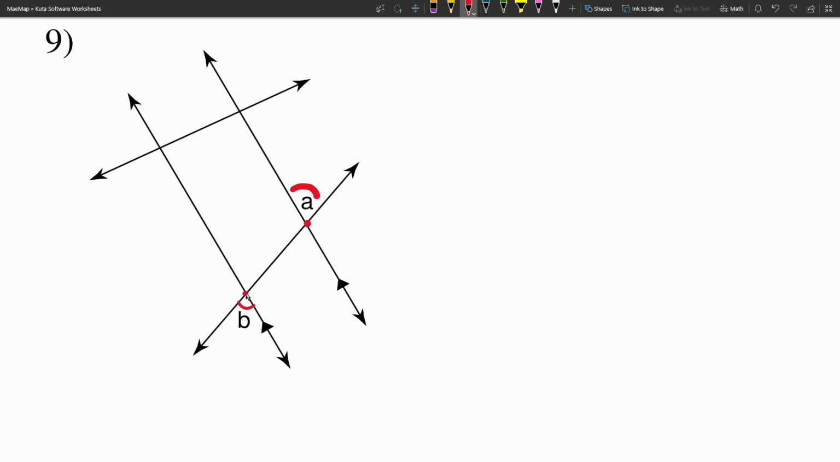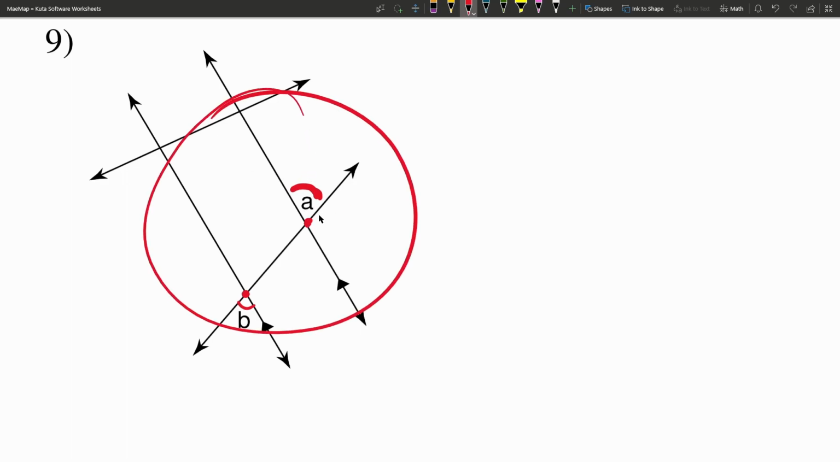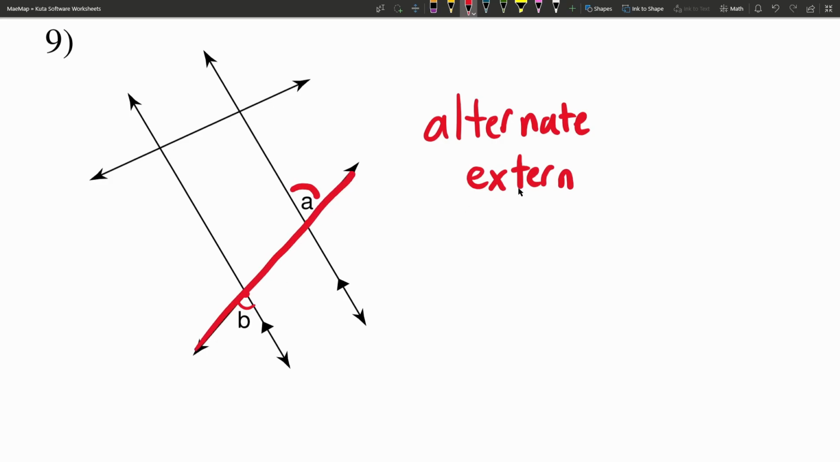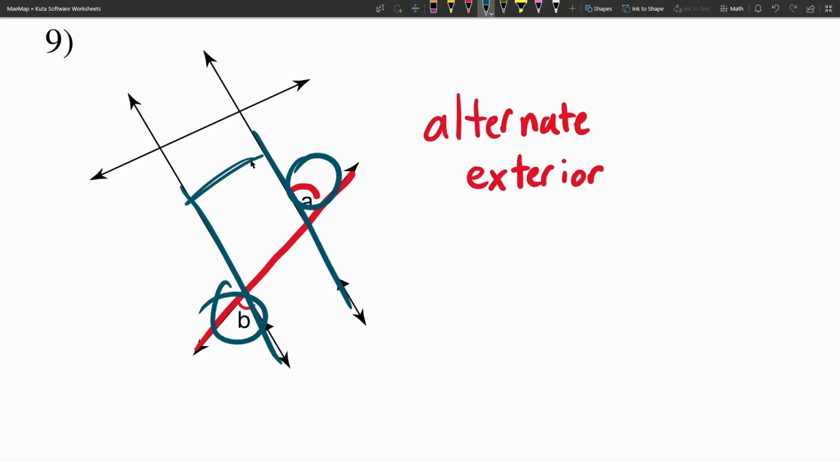Because if we were to put the vertex at each of my angles, angle A is above that vertex when looking at the figure as is, and B is below it. So it's alternate positions. So alternate exterior angles. Alternate because they don't fall on the same side of that intersecting line. A falls above it, B falls below it, and exterior because they are outside of those parallel lines, not falling on the interior.